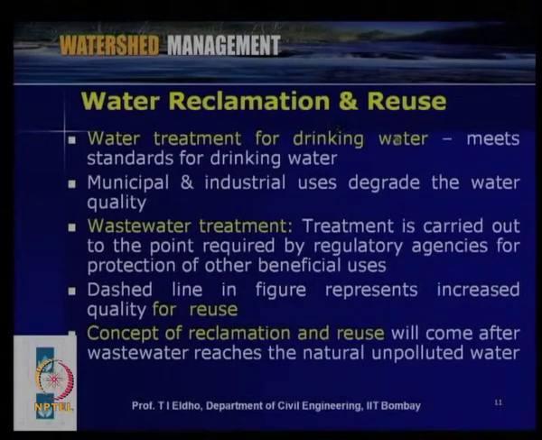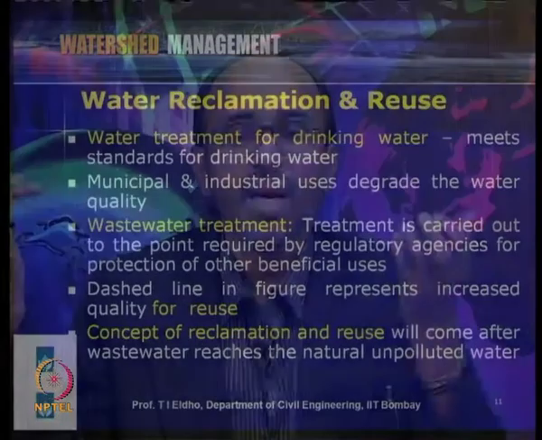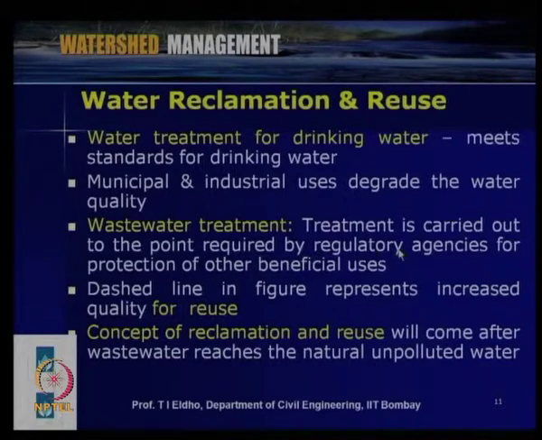When we look into water reclamation and reuse, for drinking water treatment we have to meet appropriate standards. As we are discussing, the pH range like 6.5 to 8, the TDS requirements, the BOD or COD, all these requirements we have to see. Especially if we are trying to use the reclaimed water for drinking purposes, we have to go for strict measures for quality control. If you want to reuse municipal and industrial water, that is really much degraded water, so quality issues are there, and we have to go for appropriate waste treatment. The treatment is carried out to the point required by the regulatory agencies. What kind of treatment is to be given, especially for drinking or other purposes, we have to see as per the norms of the regulatory agencies for protection of other beneficial users.